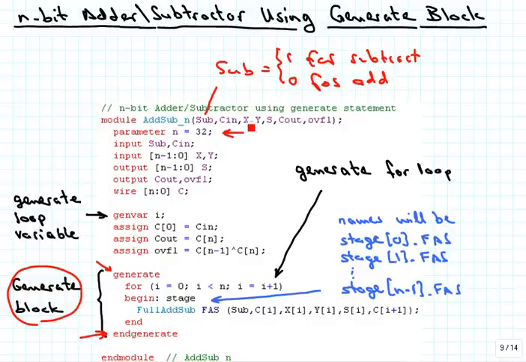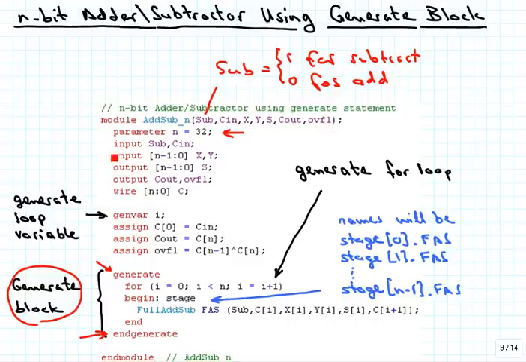Then x, y are the two inputs, the two numbers that we want to either add or subtract, s is the sum, cout is the carry output from the most significant stage, and overflow is an indication that during the computation an overflow occurred if either two positive numbers are added together and the range of numbers is exceeded, or two negative numbers are added together and the range of numbers is exceeded.